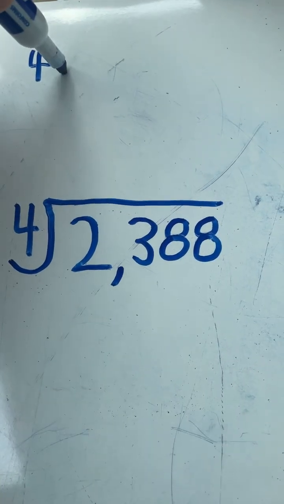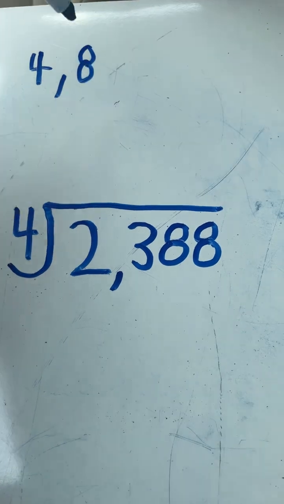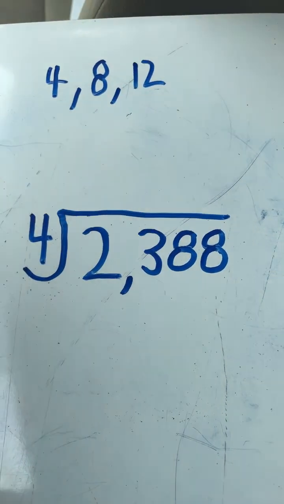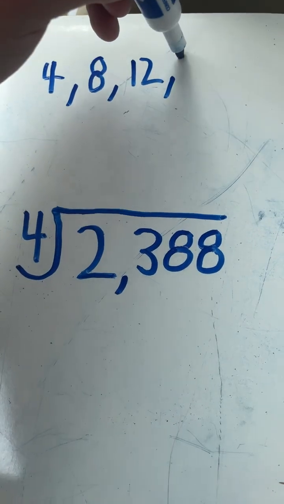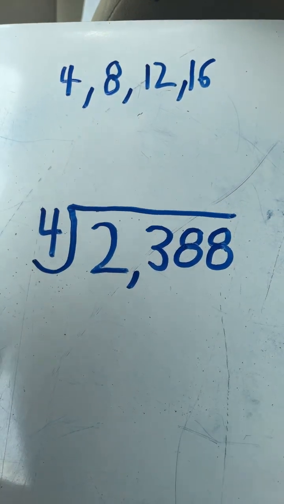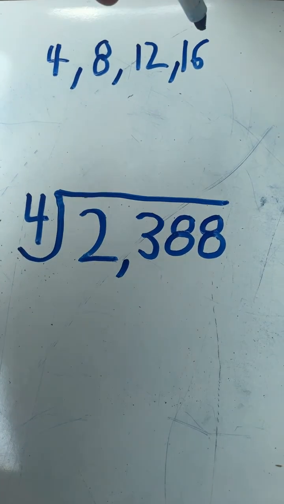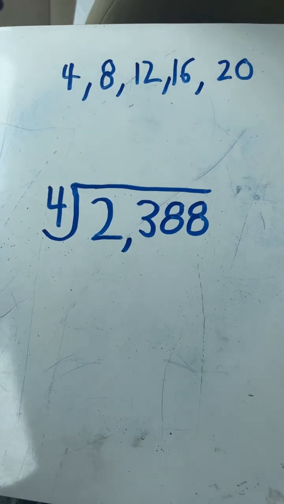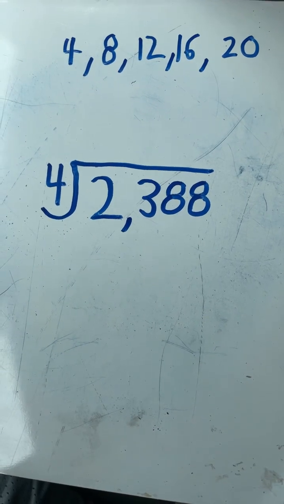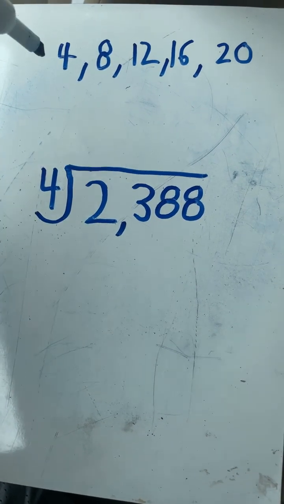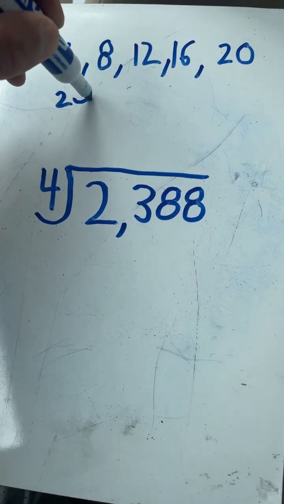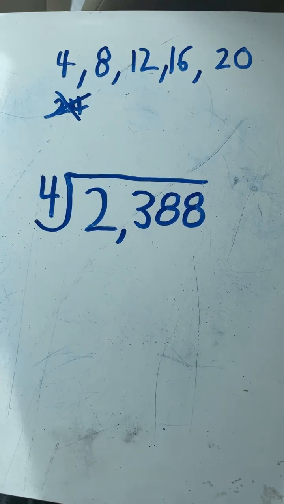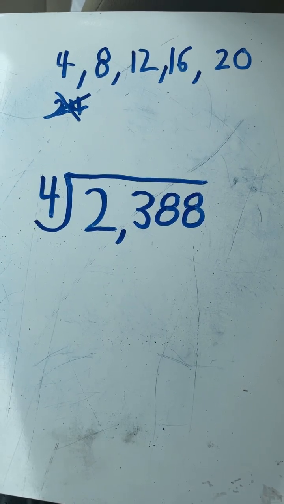So 4, that's one group of 4. 8, 2 groups of 4. 12, 3 groups of 4. 16, 4 groups of 4. 20, 5 groups of 4. Now if I count by 4 again, I'll have 6 groups, but I'll be too far. I'll be at 24, and 24 I would be passing 23, so that would not work.